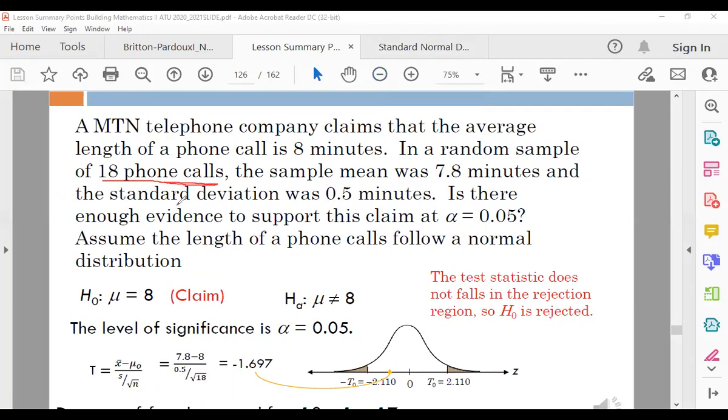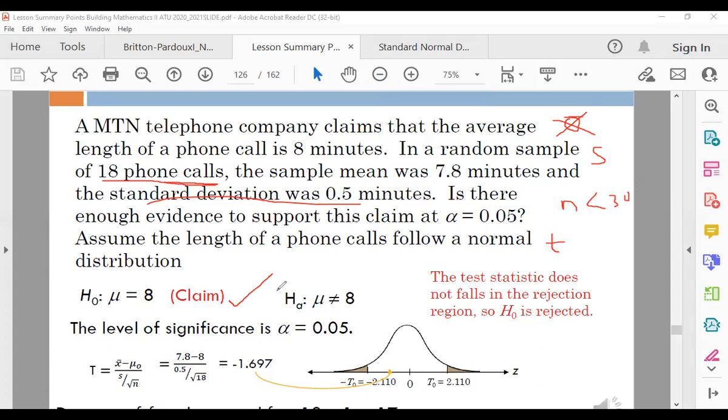Good. And again, the standard deviation here is for the sample. So sigma is not given. We only have the sample standard deviation. And the sample size is also less than 30. So which means we are going to make use of the T statistic. Okay. So you still go through the same process.